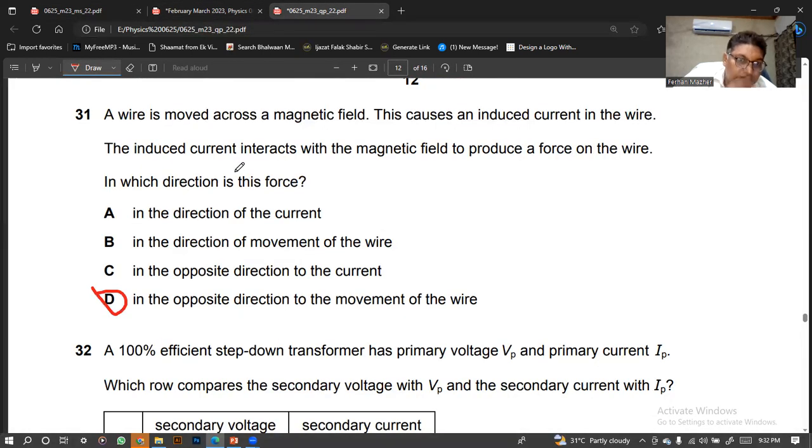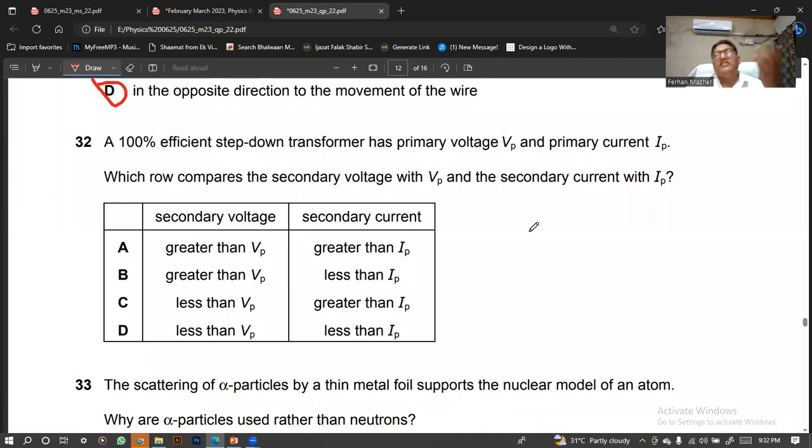Question number 32. A 100% efficient step-down transformer has a primary voltage and primary current. Which row compares the secondary voltage and the secondary current? So this is a step-down transformer. So the primary voltage will be larger and the secondary voltage will be less. Because it's a step-down transformer, primary voltage will be greater than the secondary voltage.